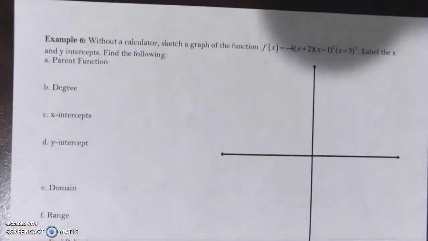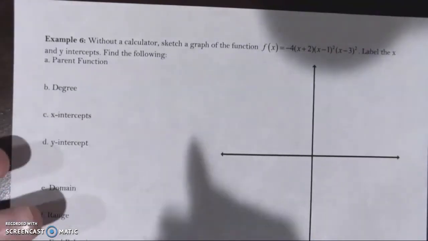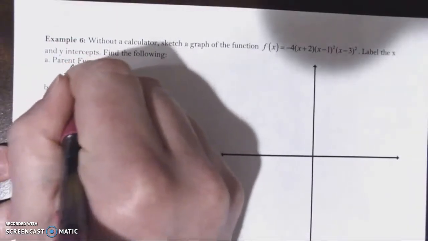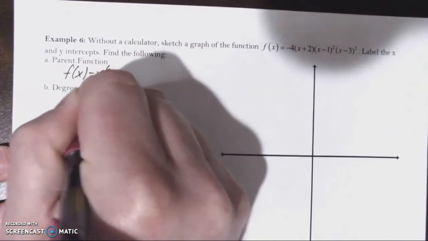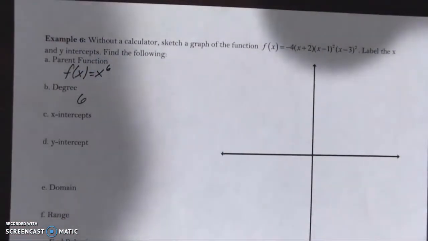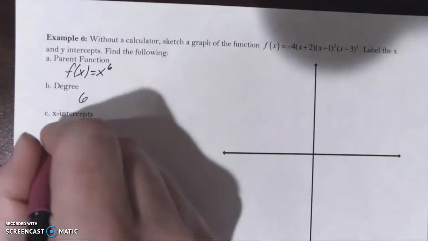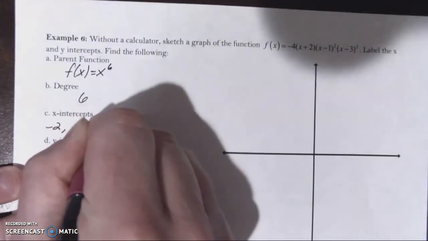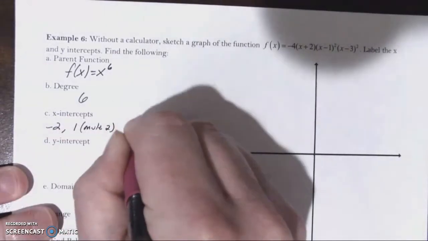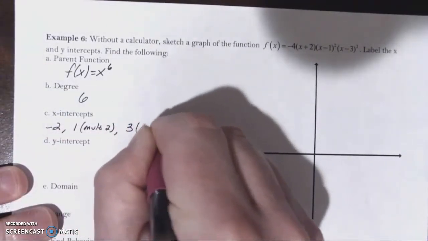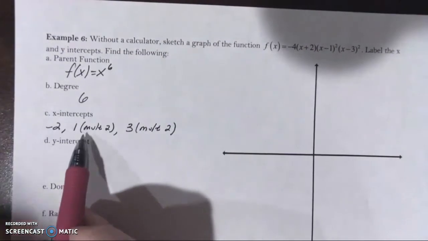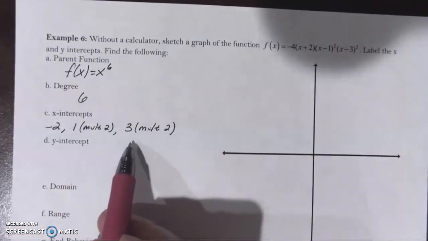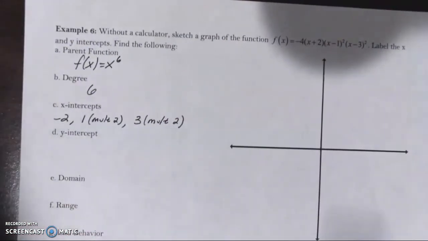All right. Without a calculator, sketch the graph of the function. We should be able to sketch this. It's already in its factored form. Parent function. We have a 6th degree polynomial. Okay. The x-intercepts. We have -2. We have 1, and that has a multiplicity of 2. And we have 3, and that has a multiplicity of 2. What that means is at 1 and at 3, this polynomial function will bounce.